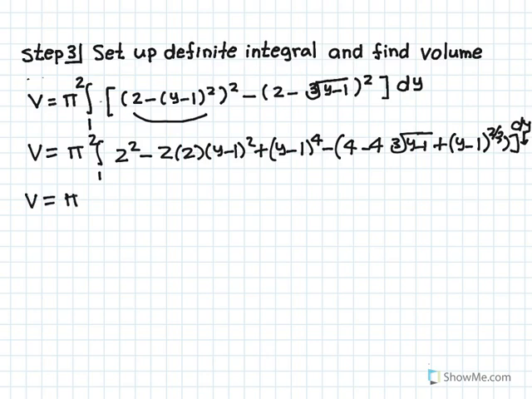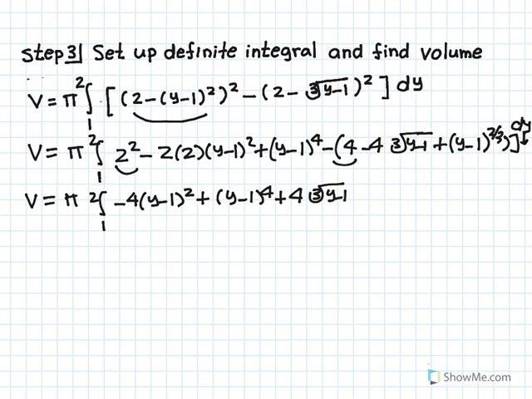Volume is equal to pi, integral from 1 to 2. We have 2 squared, which is 4, minus 4. That's going to cancel, so let's cancel that out. And simplify, we get minus 4. Let me simplify this a bit more. So pi integral from 1 to 2, minus 4 times (y minus 1) squared, plus (y minus 1) to the 4, plus 4 third root of (y minus 1), minus (y minus 1) to the 2/3, integrated with respect to y.